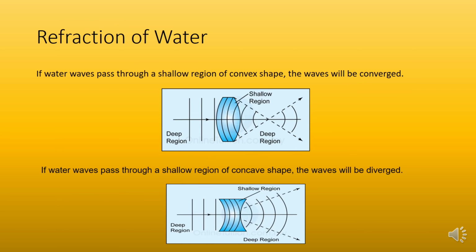Okay, now we'll look into refraction of water. Refraction of water deals with deep regions and shallow regions. If water passes through a shallow region of convex shape, the wave will be convex. Remember, when water passes from a deep region to a shallow region, it will converge. If water passes through a shallow region of concave shape, the wave will be diverged. So when water flows from a deep region into a concave shape of a shallow region, it will be diverged.